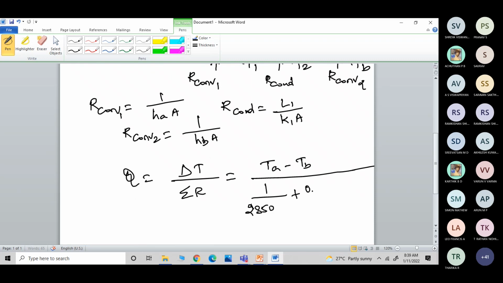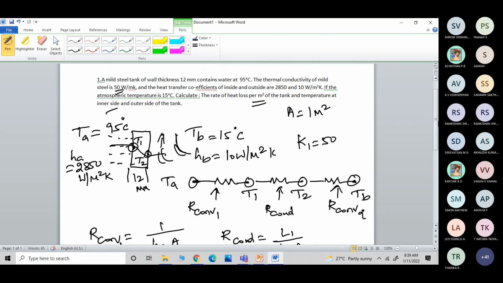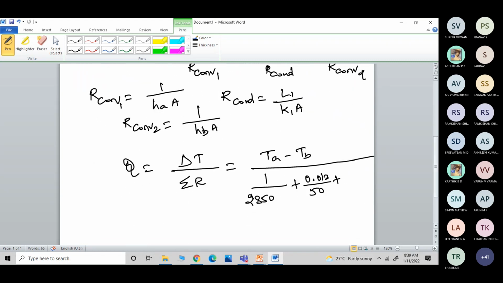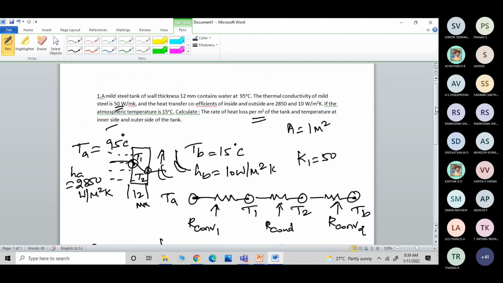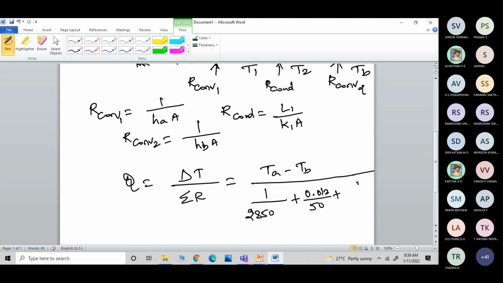So 0.012 divided by K value 50. Am I correct? The thermal conductivity is given as 50. So K1 is equal to 50. Okay, now plus 1 by HB into A. What is the coefficient of the other side? 10 watt per meter squared Kelvin. So plus 1 by 10.